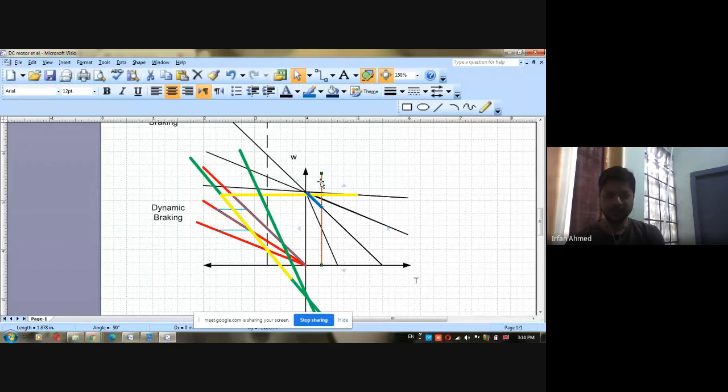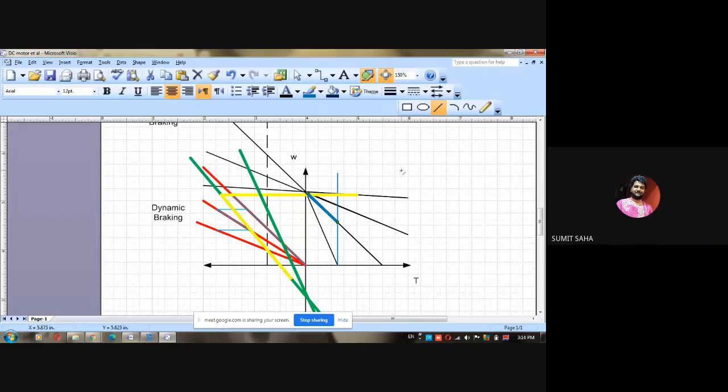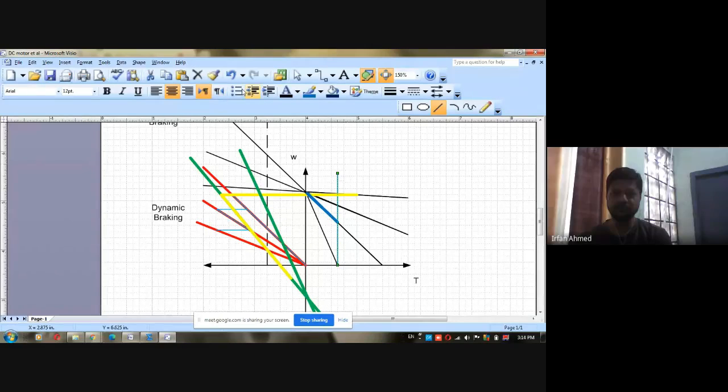Now if you increase the load, what will happen? Your operating point will go on shifting. Is that correct? Yes, sir. If you further increase the load, your operating point again goes on shifting.